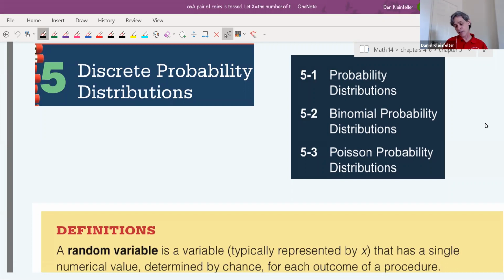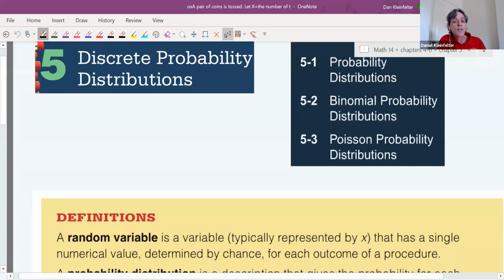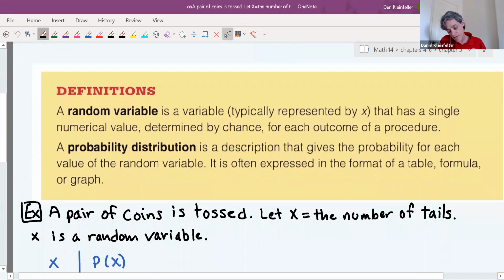The first one just says probability distributions, and that's the usual kind of introductory section that describes what a probability distribution is, new definitions, terminology, and some examples. Once we have a handle on what a probability distribution is, then we look at 2 particular kinds in sections 5.2 and 5.3. 5.2 is about a specific kind called binomial probability distributions. And then 5.3 is another one, which is about Poisson distribution. So we can't really say more about that until we know what a probability distribution is in general. So let's just go ahead and get started with 5.1.